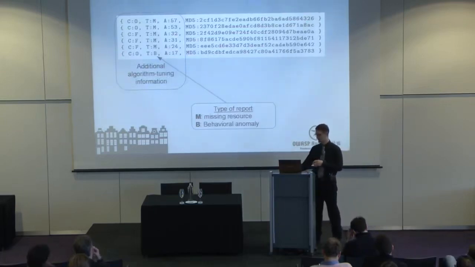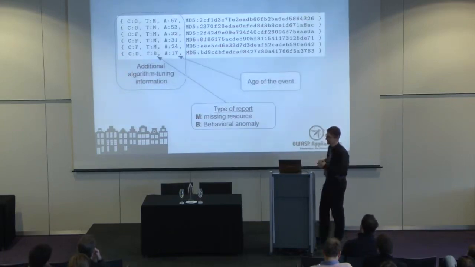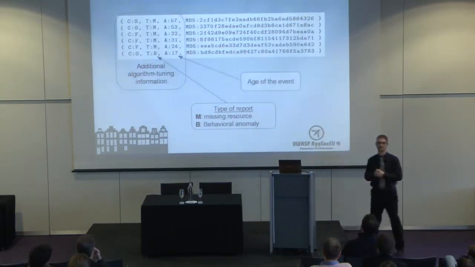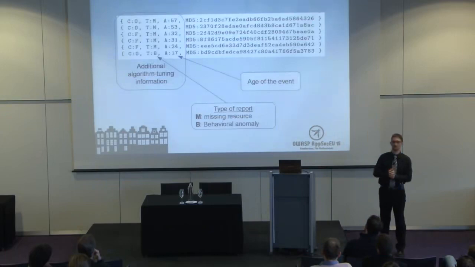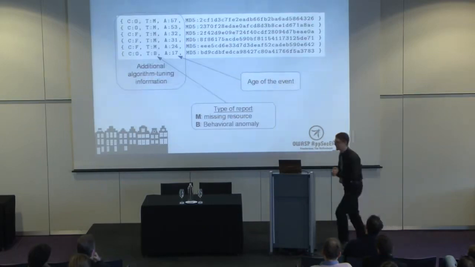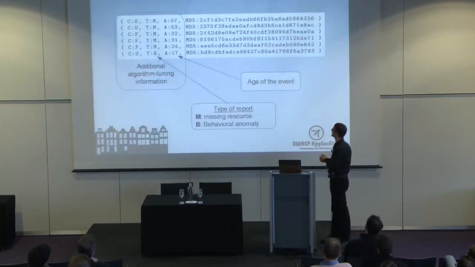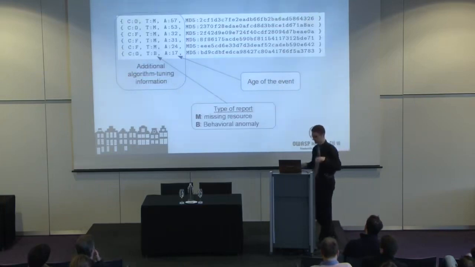And we have the age of the access when it happens. That may also be used for fine-tuning of the reporting algorithm. And the C in the beginning is something that I do not use anymore, but it means whether the report is forwarded from another website, or is it originated at this specific place?